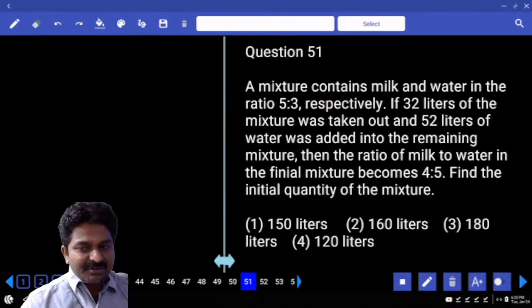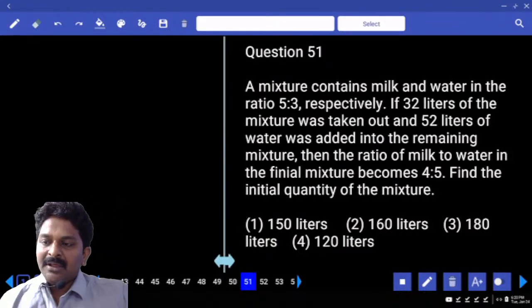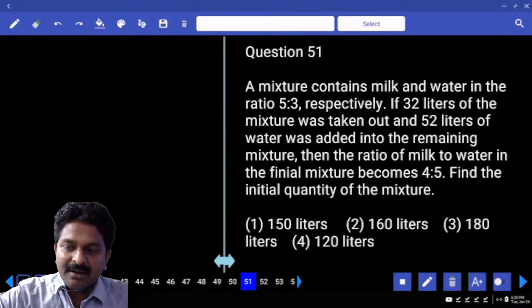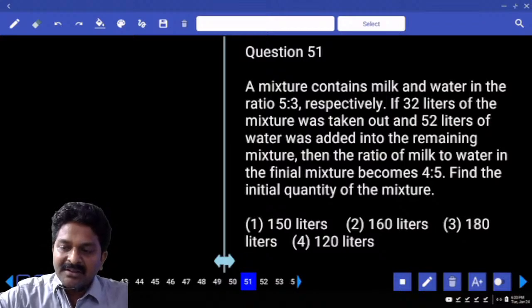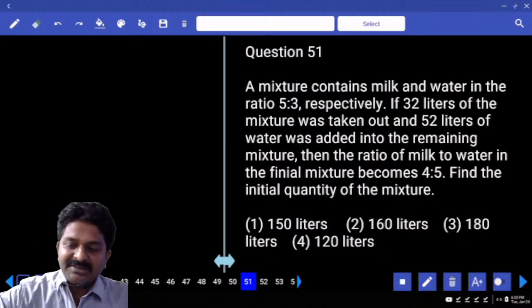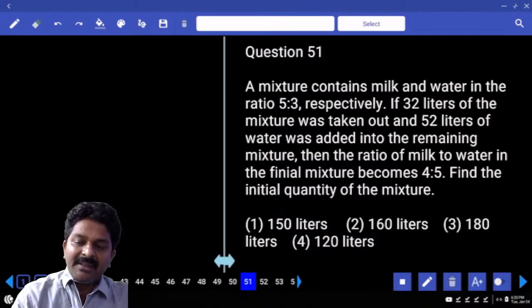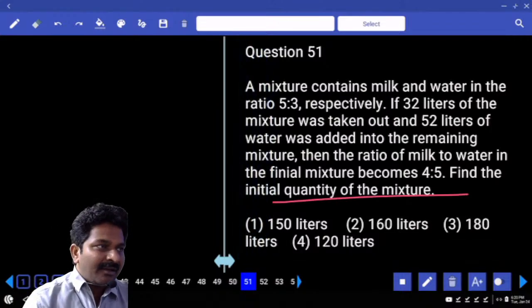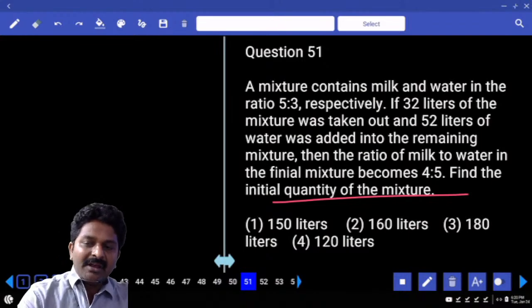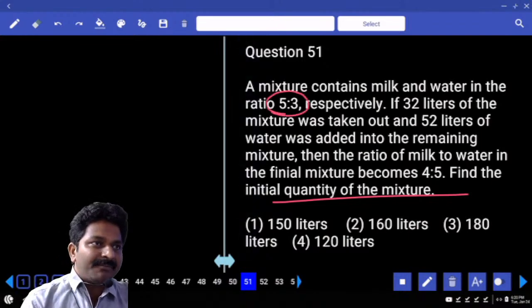Milk and water in the ratio 5:3 respectively. If 32 liters of mixture was taken out and 52 liters of water is added to the remaining mixture, then the ratio of milk and water in the final mixture becomes 4:5. Find the initial quantity of mixture. Okay. The moment I see initial quantity, I'll go here and see how many parts we have.